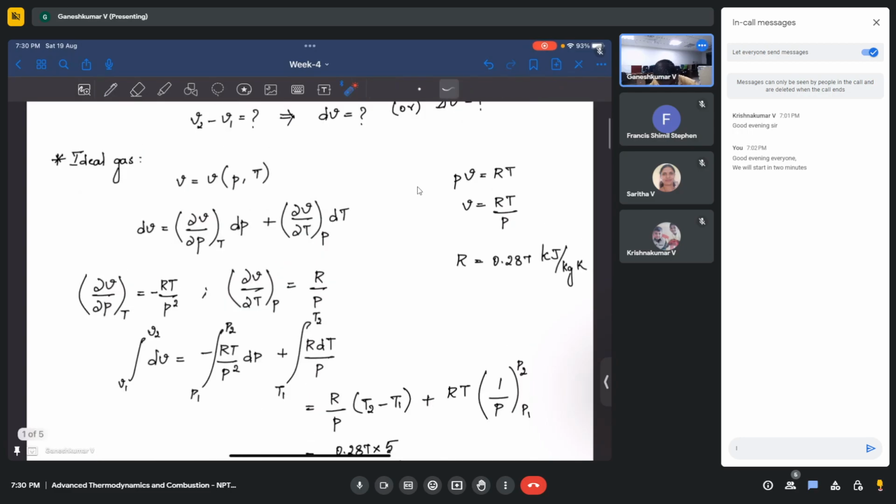So this equation is just the mathematical derivation of V. It is true for any simple compressible substance. We don't know whether it is an ideal gas or not, right? Only when you have an ideal gas can you substitute here. This equation can be useful when you have other gases. Let's say you have the van der Waals equation of state. At that time you can easily use this kind of equation to find the changes.